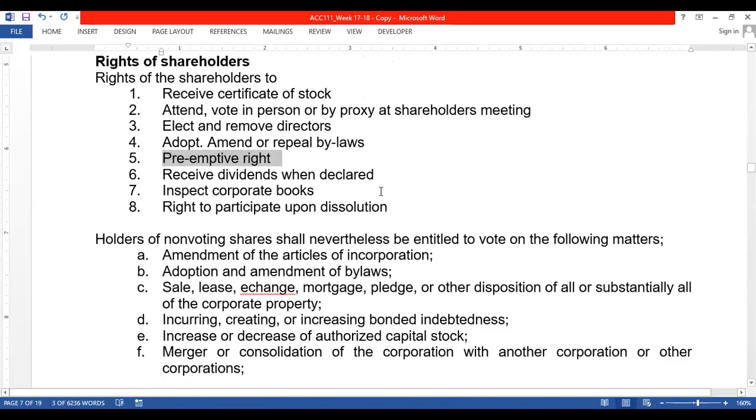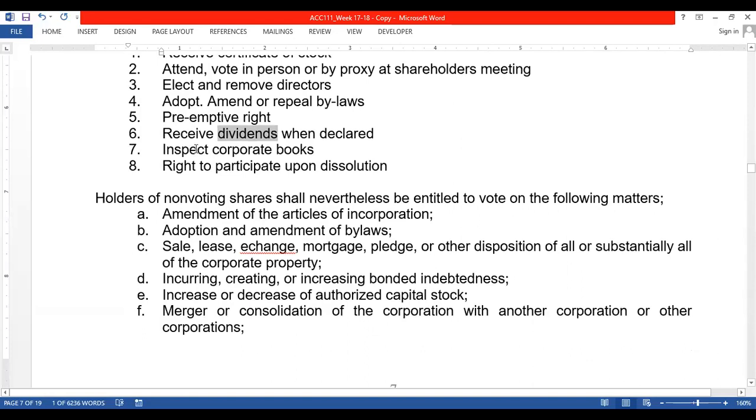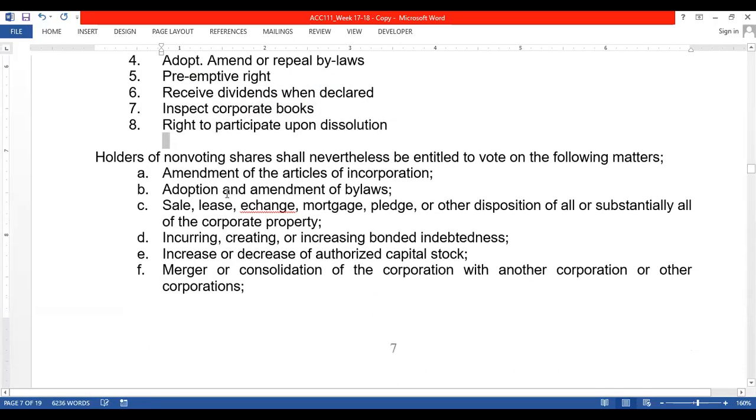Receive dividends when declared, siyempre, same pa rin sa partnership, diba, bawal na bawal mawalay ang partner makashare sa profits. Same din siya. Dapat makashare po sila. In this case, ang tawag sa kanilang profits here guys, or sharing, is yung dividends. Profit sharing ito ha. Then inspect corporate books, right to participate upon distribution. So holders of non-voting shares, we do have here the specific voting matters.